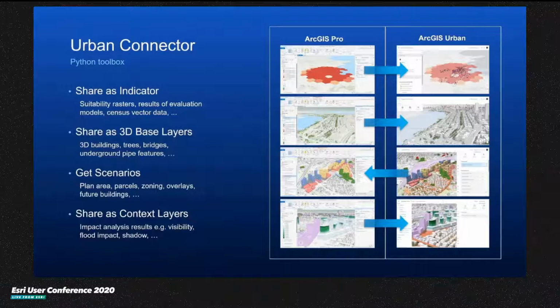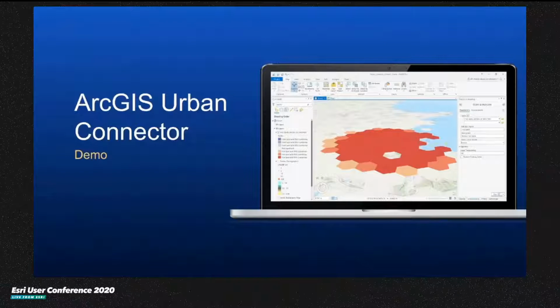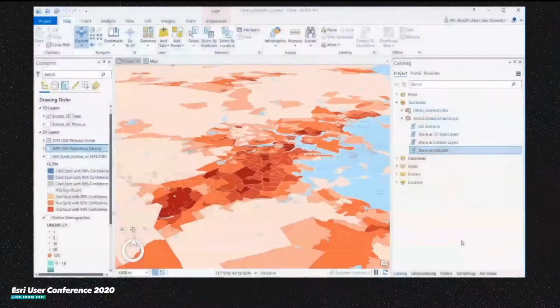But Pro can also reach into Urban and get, for a specific plan area, a scenario, and pull out the parcels, the zones, and the overlays, and the future buildings, and bring those into ArcGIS Pro so that you can do analysis on them in Pro using custom-built models or solutions that you've downloaded, for instance, from the local government solution set. Once you've done your analysis, of course, you want to share it back, so you can share those as context layers directly into the scenarios that you downloaded from. So rather than talk about it, let's take a look at a demonstration of the ArcGIS Urban Connector for Pro.